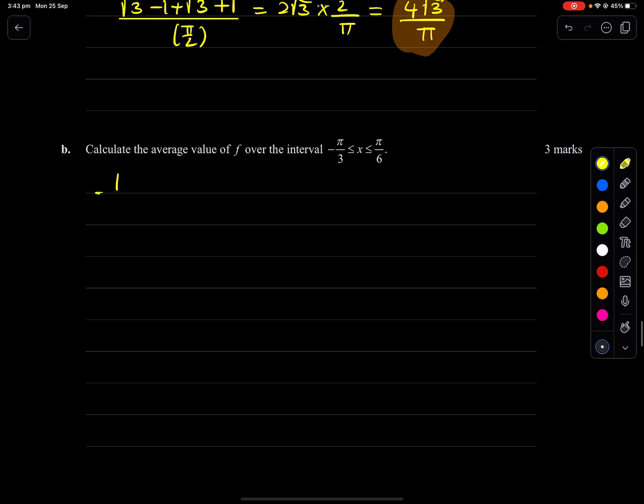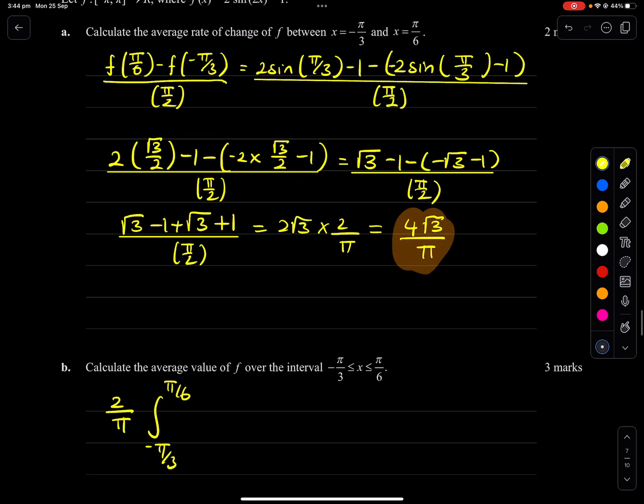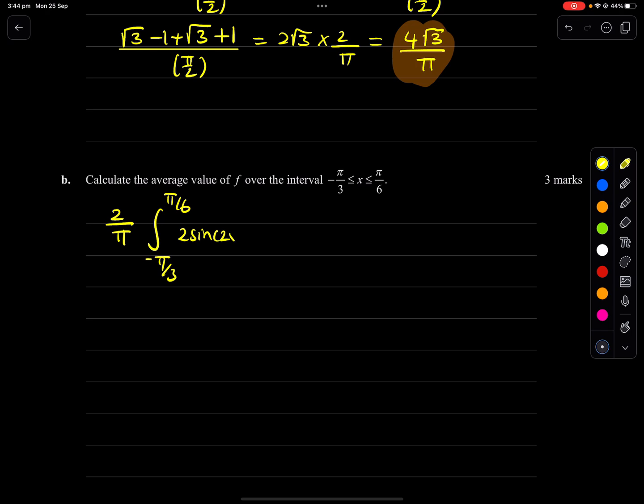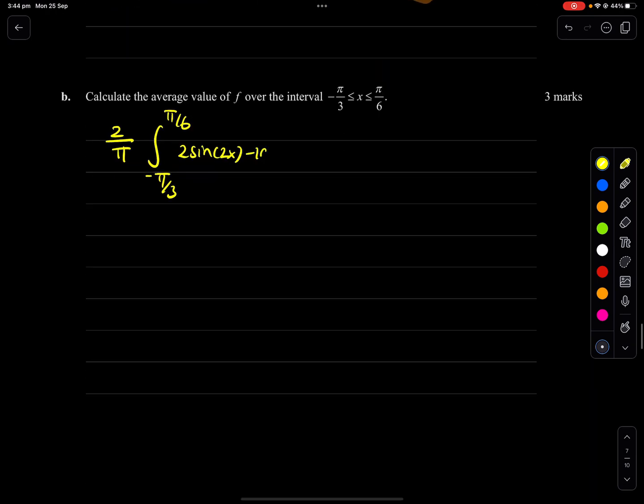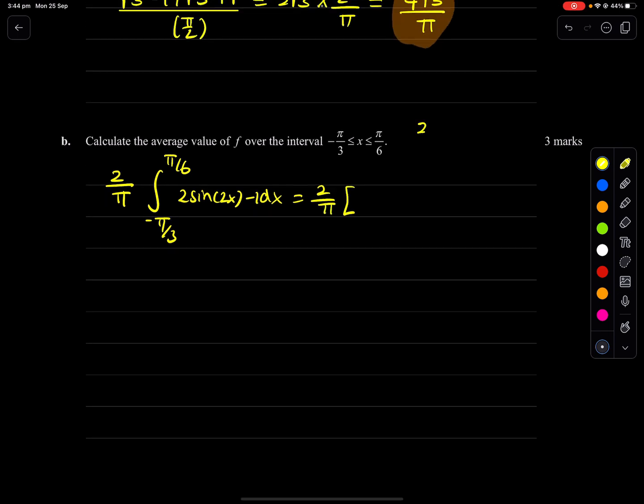So our average value is 1 over pi over 6 minus negative pi on 3, which is just pi on 2. And the reciprocal of pi on 2 is just 2 over pi. Integral from negative pi on 3 to pi on 6 of the function 2 sine 2x minus 1 dx. So that will be 2 over pi. 2 times 1 over half, so it'll be negative cos 2x minus x, from negative pi on 3 to pi on 6.